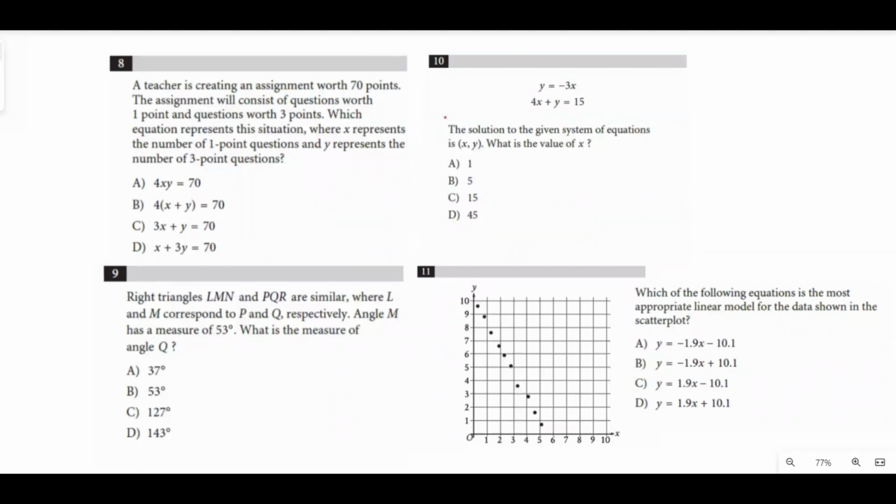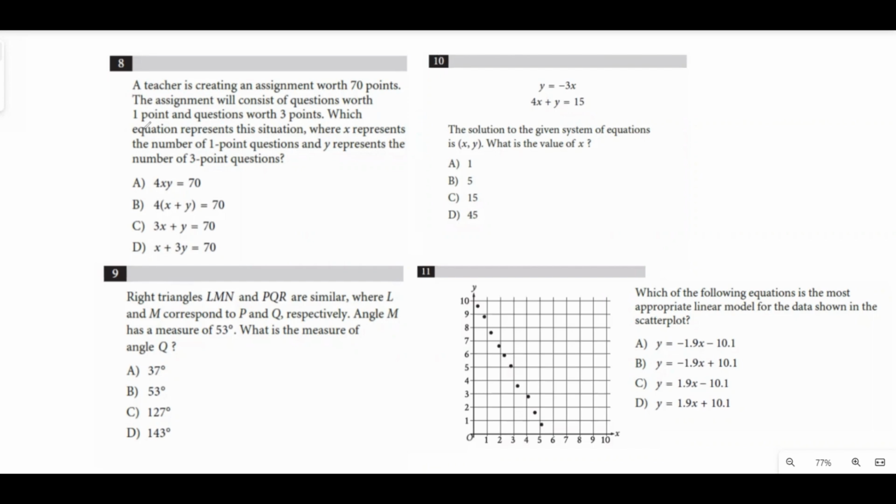Talk about question number 8. Question number 8 states: a teacher is creating an assignment worth 70 points. The assignment will consist of questions worth 1 point and questions worth 3 points. Which equation represents this situation, where x represents the number of 1-point questions and y represents the number of 3-point questions? So it's very straightforward.